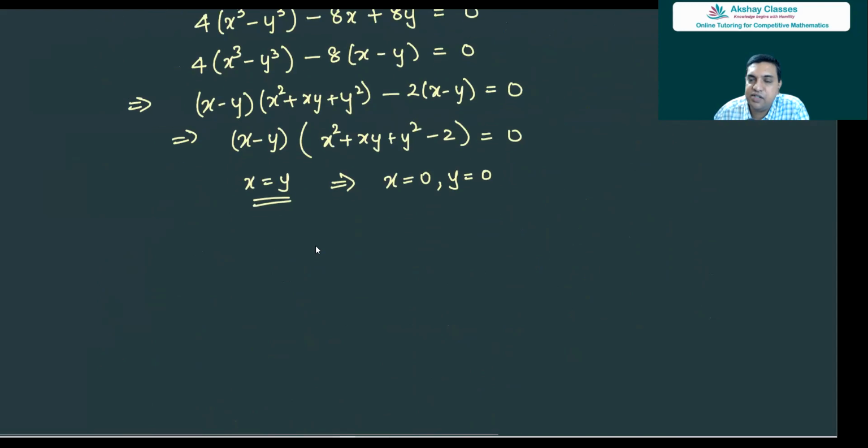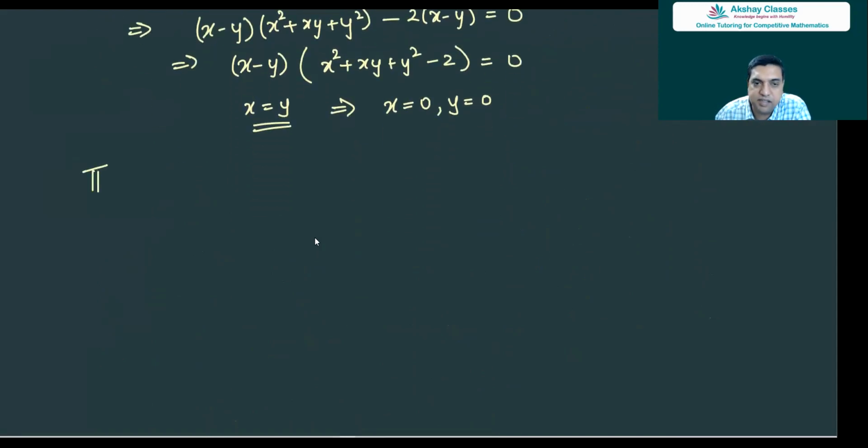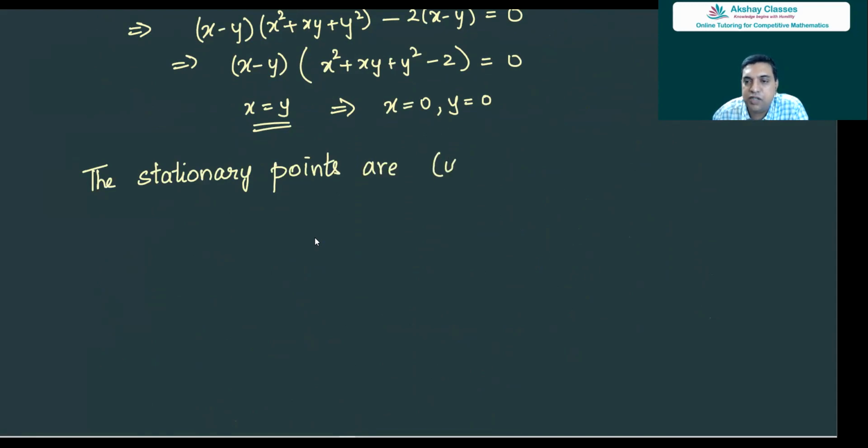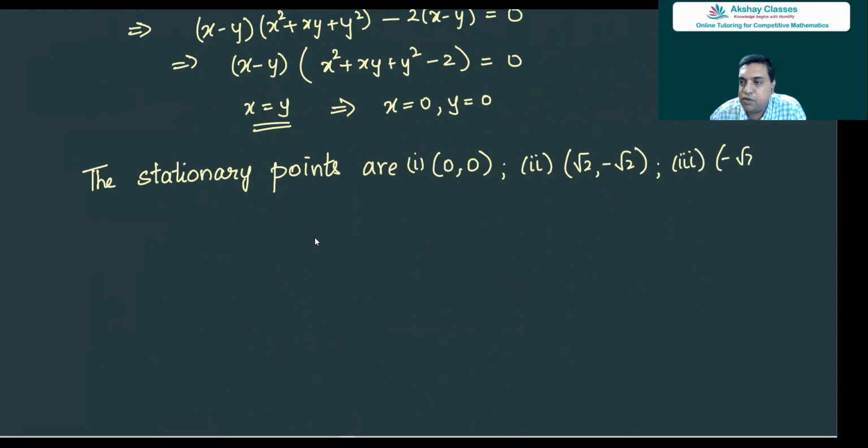So the three stationary points are: the first one, 0, 0; the second one, root 2, minus root 2; and the third one is minus root 2, root 2.